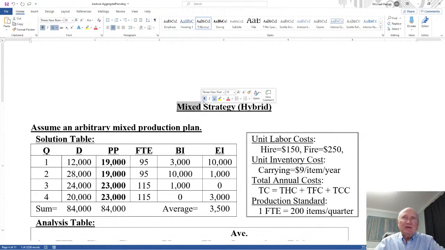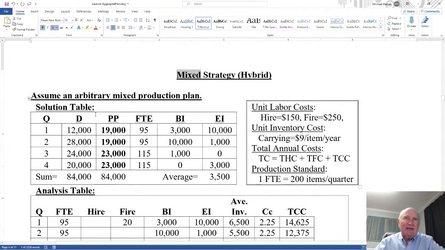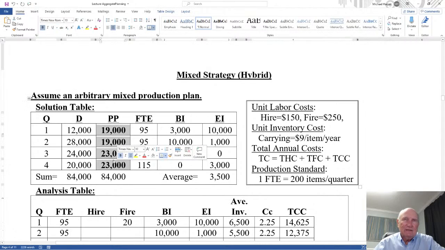Okay? And so to illustrate a mixed strategy, I take the same demand that we had, the same costs up here, but this time I assume an arbitrary mixed production plan. And I want to emphasize the term arbitrary. This production plan was not calculated. It was arbitrarily selected, chosen. But it was selected to satisfy three conditions.